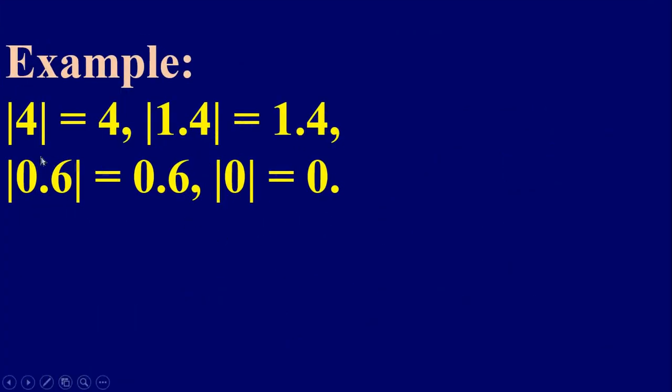We consider examples. Mod of 4 is 4 only, since 4 is positive, we write the same number. So mod of 1.4 is 1.4, and mod of 0.6 is 0.6, and mod of 0 is 0. If you get 0 or a positive number, you write the same number in the modulus function.